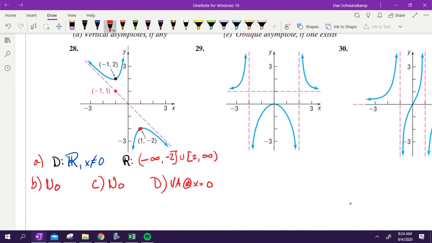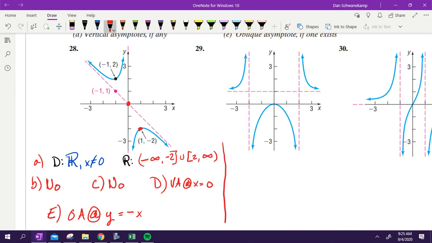And then the last one, letter E, asked for an oblique asymptote. An oblique asymptote means a slanted line. Is there a slanted line that divides my graph? And as I work to the left and to the right, I'm going to stick with that line as I keep going. And so, yes, we have one. An oblique asymptote at y equals, what would the equation of that line be here? Negative x. It's just a sloped line. The y-intercept is 0. I'm down 1 over 1, down 1 over 1. It's oblique asymptote at y equals negative x.